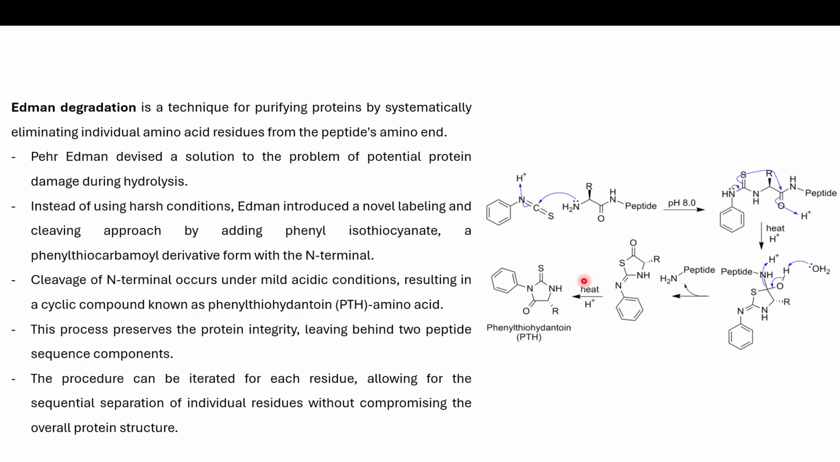Okay, under mildly acidic condition, this whole complex gets hydrolyzed and forms this cyclic PTH compound. And this complete process preserves the protein integrity, leaving behind two peptide sequence components. Okay. So this procedure can be repeated for each residue, allowing for the sequential separation of individual residues without compromising the overall protein structure. All right.